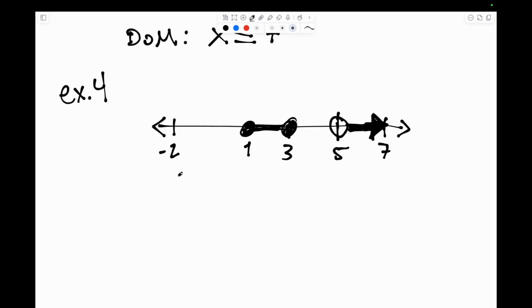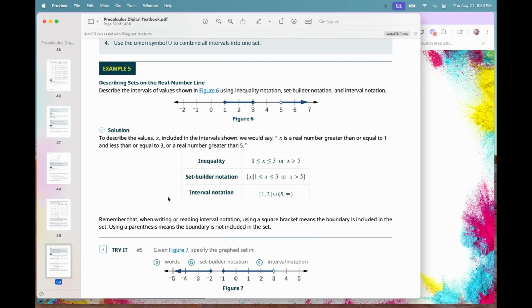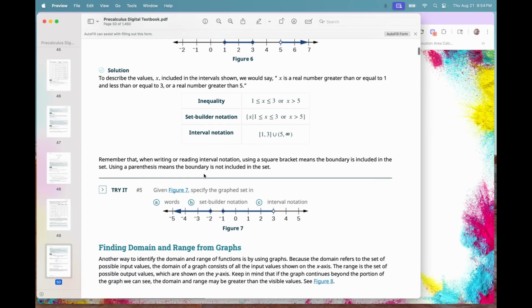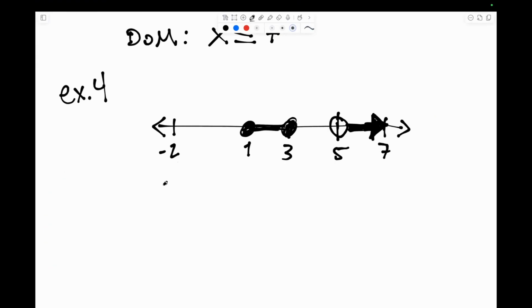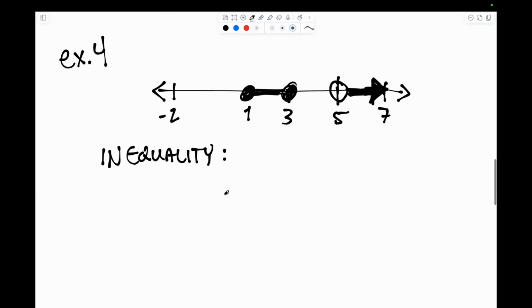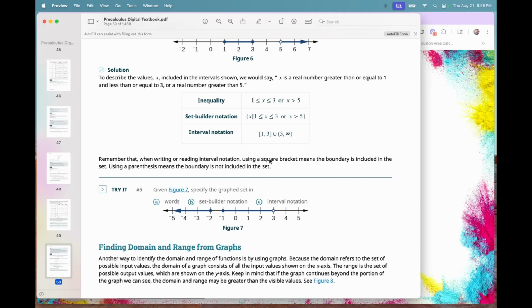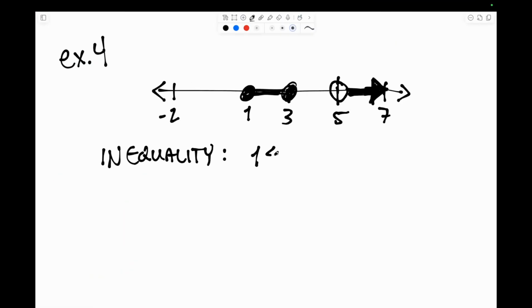We have different ways that we can write this solution. There is inequality, set builder, and interval. So inequality notation, we would say that 1 is less than or equal to x is less than or equal to 3.